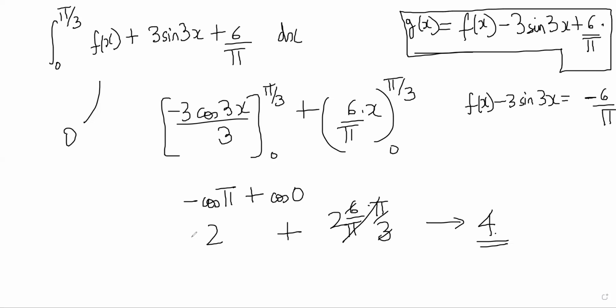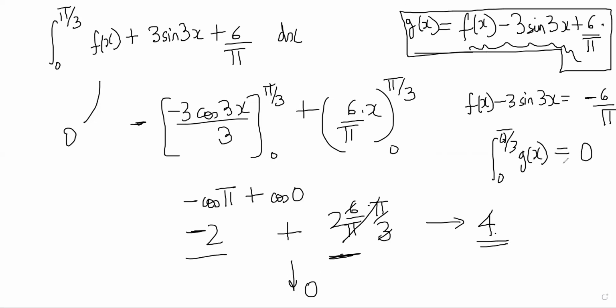That's why I'm getting in here, instead of minus 2, plus 2. But if I take a minus sign here, right, then what I get here is minus 2, and this minus 2 cancels with the 2 and becomes a 0, right? So in the B option also, I'm getting that this g of x, integral of 0 to pi by 3 of g of x is equal to 0.